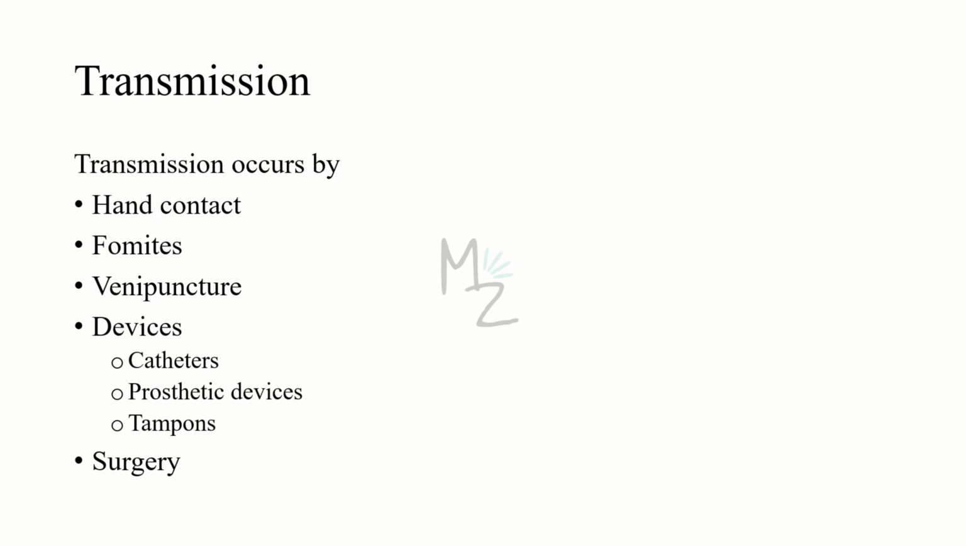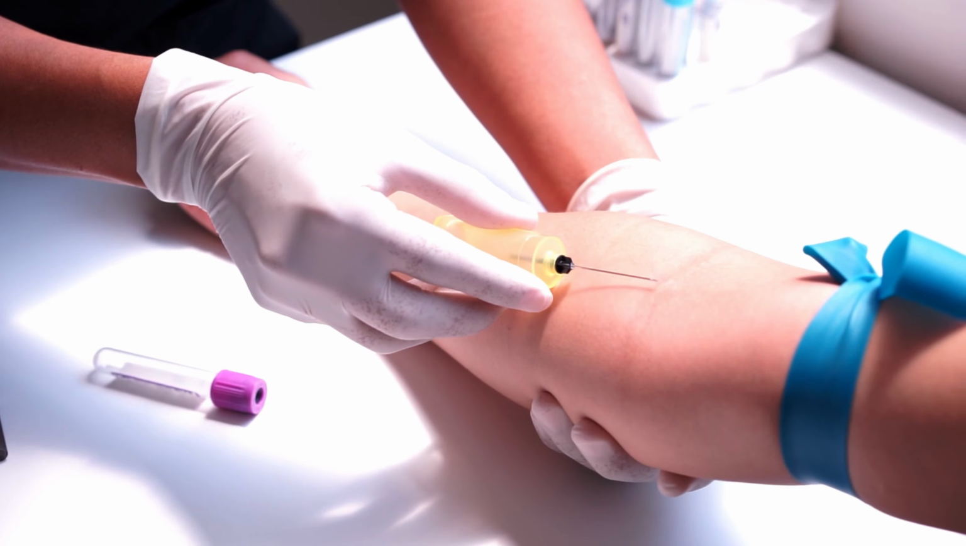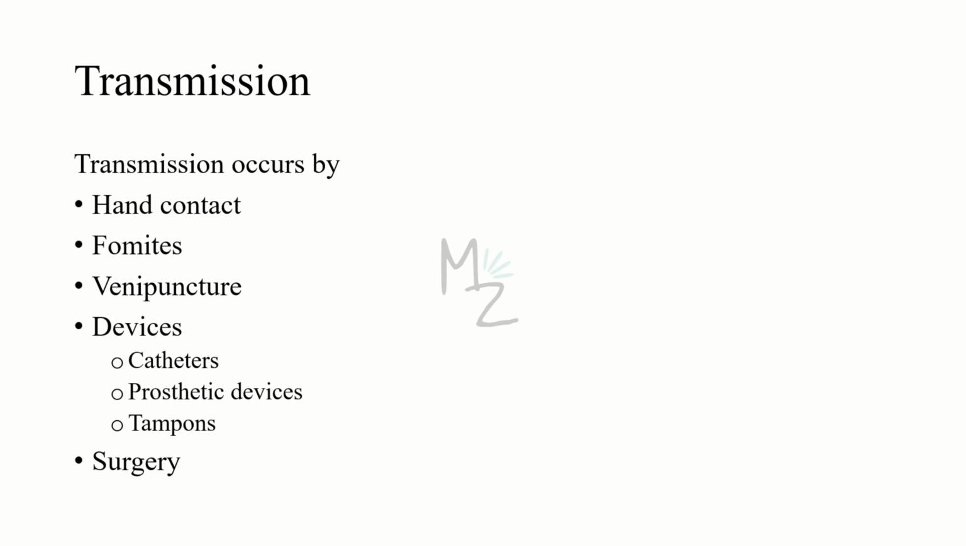Transmission occurs by hand contact, fomites, venipuncture, and devices like catheters, like a urinary catheter, or prosthetic devices like prosthetic heart valves, or prosthetic joints like the hip joint, and tampons which are left in for a long time, or nasal packings, maybe a surgical lap pad. After surgery, Staphylococcus gets into the skin and is responsible for causing infection.